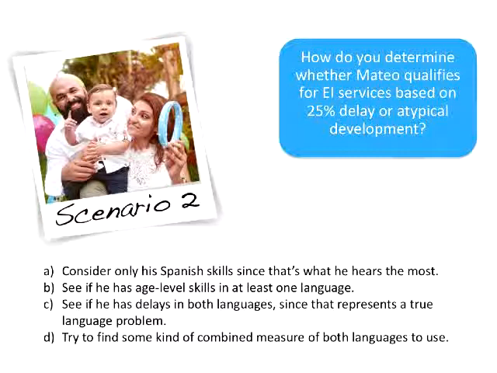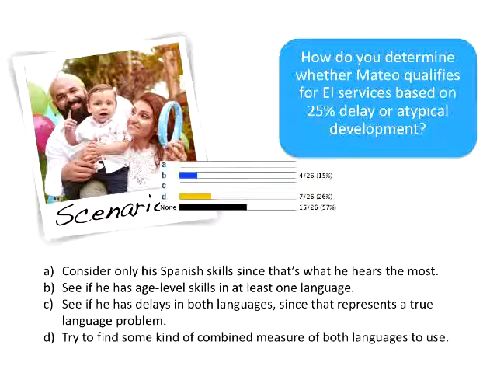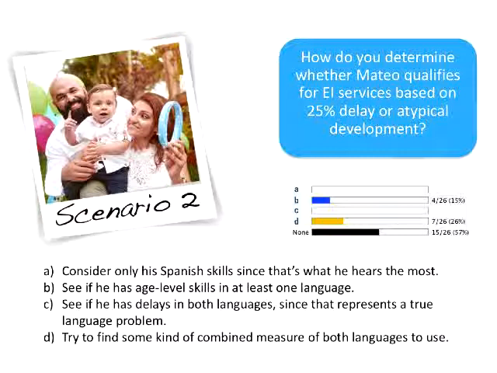Okay, Jeannie, if you publish those, I see a trend popping up. It looks like more people have chosen either B, age level skills in one language, or D is the majority right now. And that's try to find some kind of combined measure of both languages to use. And D is the correct answer. That we're going to look for a combined measure so that we can take advantage of knowing that children learn skills in the two languages.